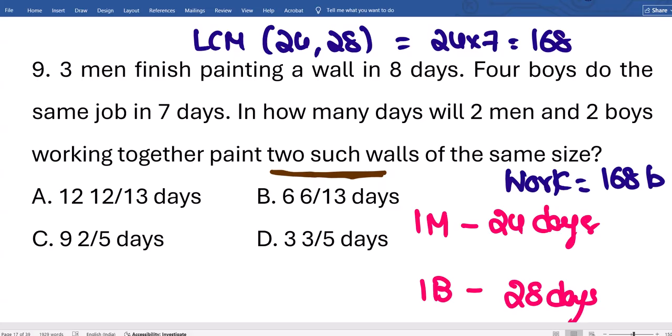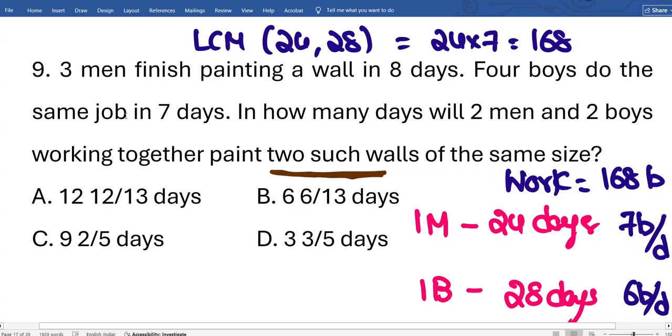168 bricks I am painting in 24 days. Then here it is 7 bricks per day. This will be 6 bricks per day. You just see what is that 7 and 6? I am fixing my work as painting 168 bricks in the wall. I have 168 bricks, I'm painting them one by one. So 168 bricks in 24 days, each day I'm painting 7 bricks. And if it is 168 bricks, if you want to do it in 28 days, each day 6 bricks, like that.